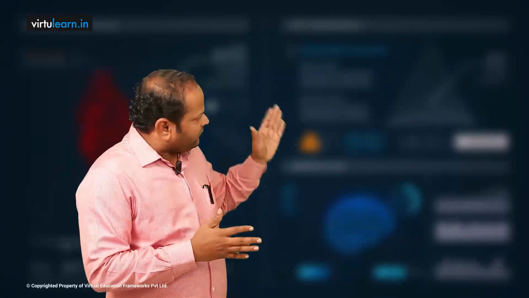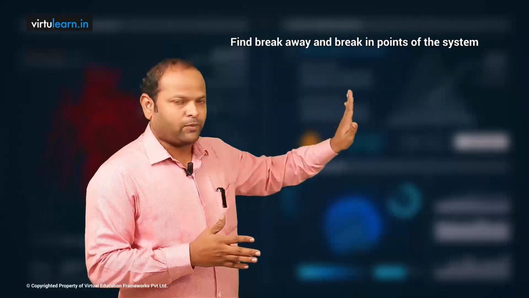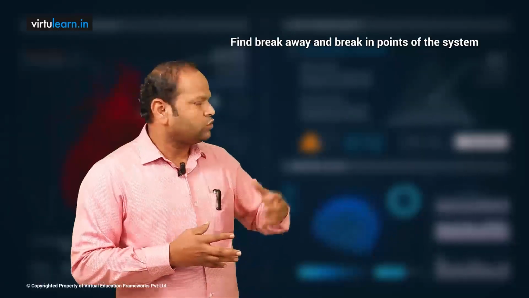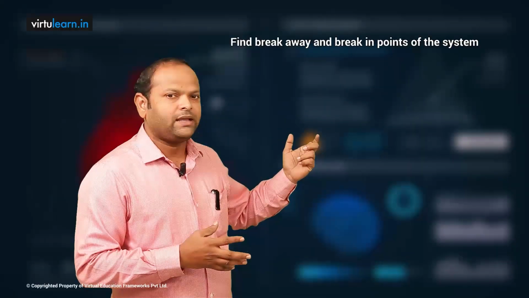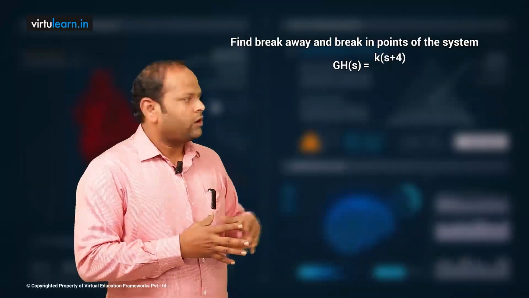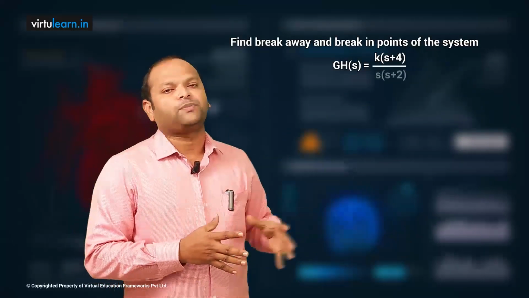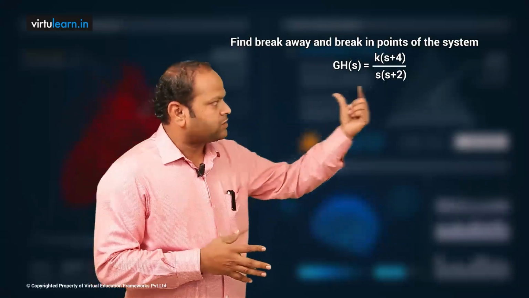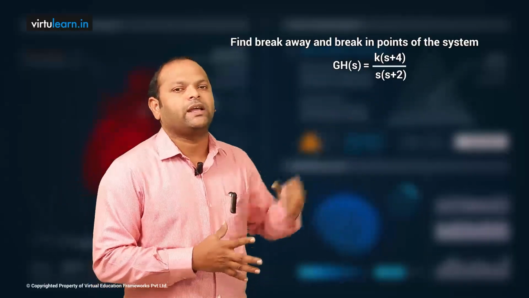Let us look at another problem. In this example, find the breakaway and break-in points for the system whose open loop transfer function is given by GH of s equal to K into (s plus 4) divided by s into (s plus 2).